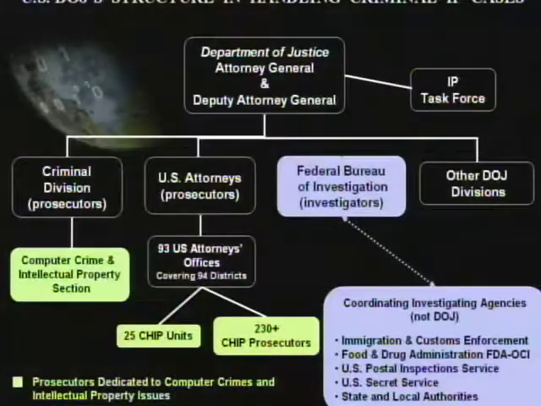To the right of the computer crime and intellectual property section, you'll see U.S. Attorney's offices. There are 93 U.S. Attorney's offices in the United States. They cover 94 federal districts. Within those 93 U.S. Attorney's offices, you have 25 CHIP units and 230 CHIP prosecutors. What's a CHIP prosecutor? A CHIP prosecutor is someone who does computer hacking and intellectual property crimes.